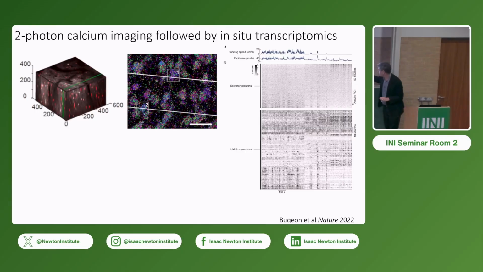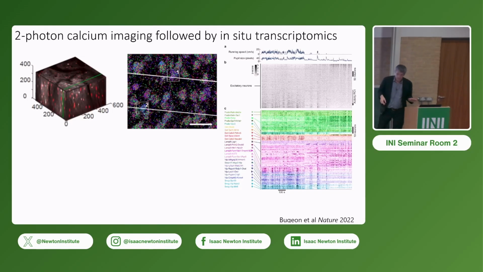Another thing we can do with this technique is use post hoc molecular methods. This is a way of detecting different RNAs which identify different cell types that let us put this in color, because now we know what the different cell types that make up these circuits are.